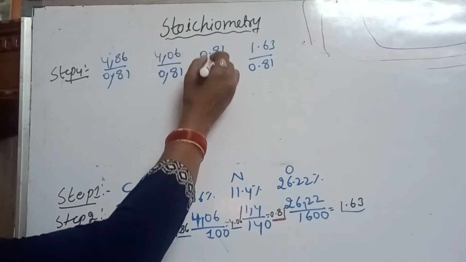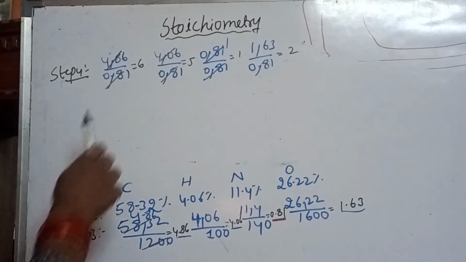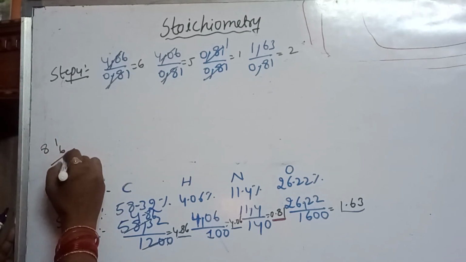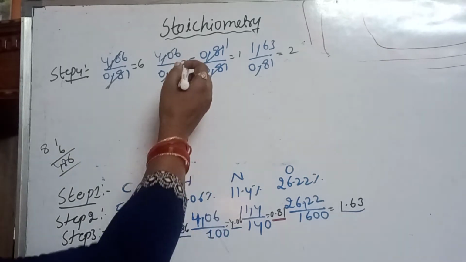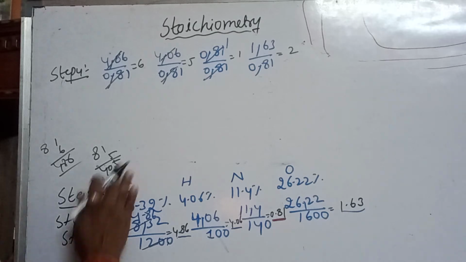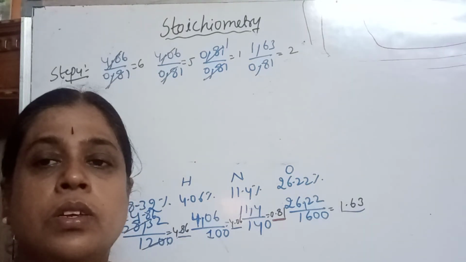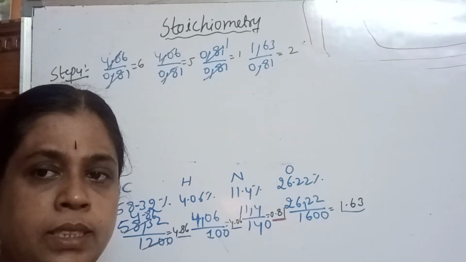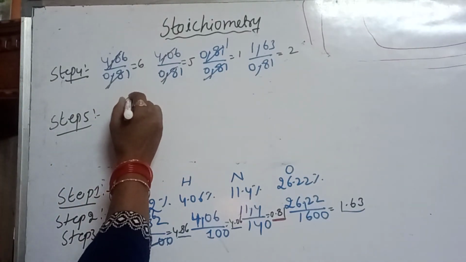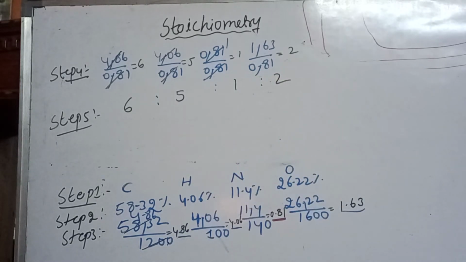After a simple calculation, we get a simple whole number ratio, not fractions. If fractions were there, we would multiply by a suitable integer to convert them into whole numbers. But here we get a simple whole number ratio: 6, then 5, then 1, then 2.